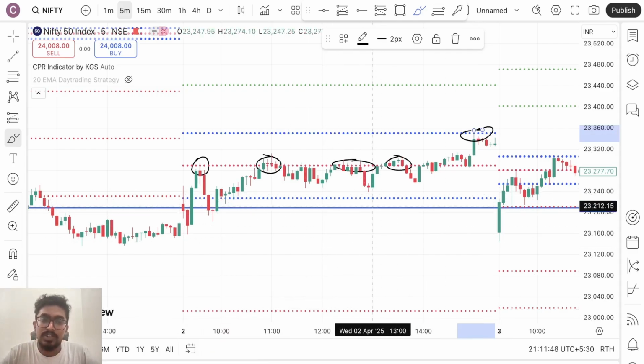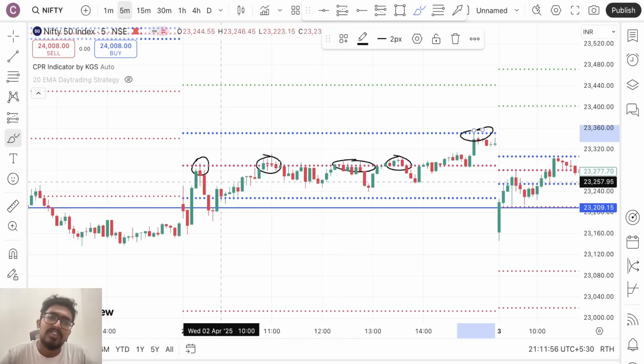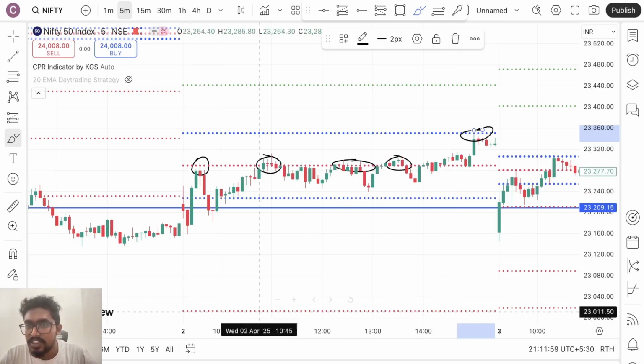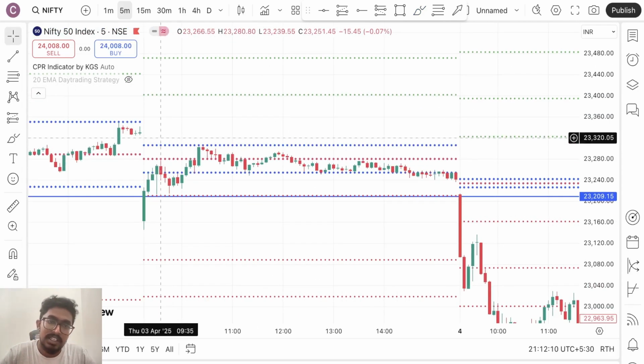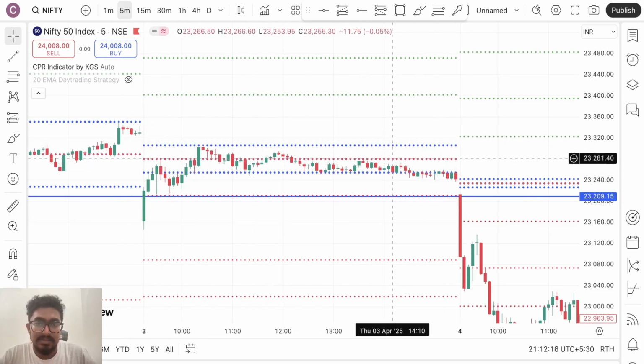So this is how a wide CPR works. Most of the time, with about 50% probability, it will be sideways. Next to this, you can see here also there is a wide CPR. It took a support, and it's also a sideways market.